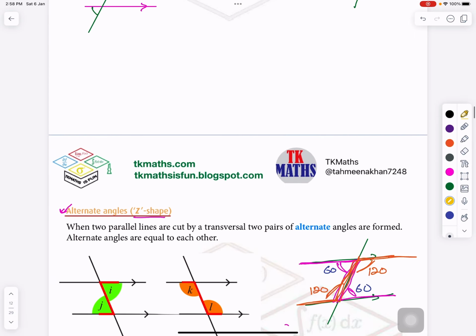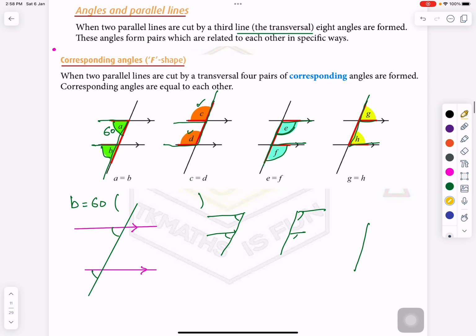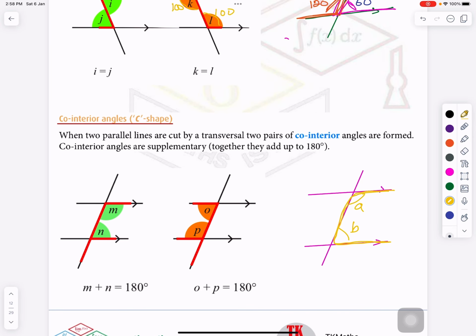In case of alternate angle Z shape, they are equal. If this is 100, then this is also 100. Similarly, in corresponding angle, which is formed by F shape, they are equal. If this is 10, then this is also 10. But in case of co-interior angle, it is not equal. Sum of the interior angle equals to 180 degree, right? For example, if I see here, this is a C made with the help of parallel lines.